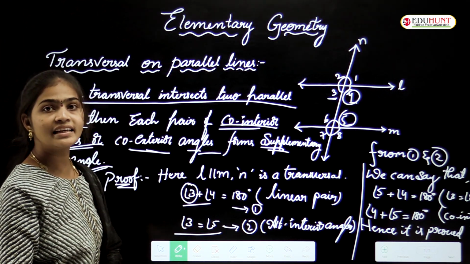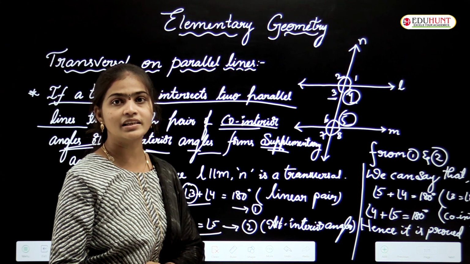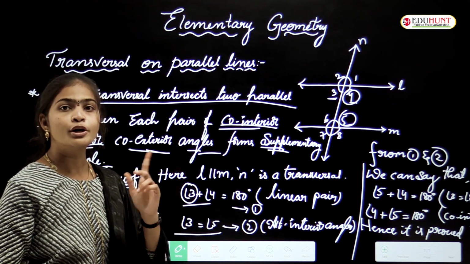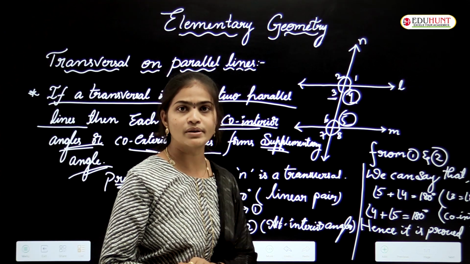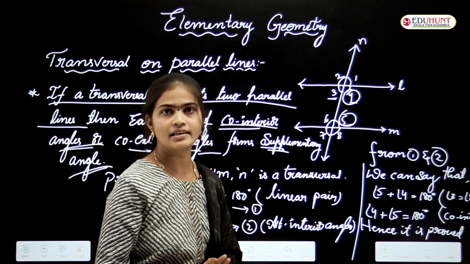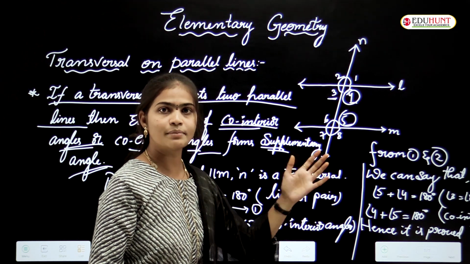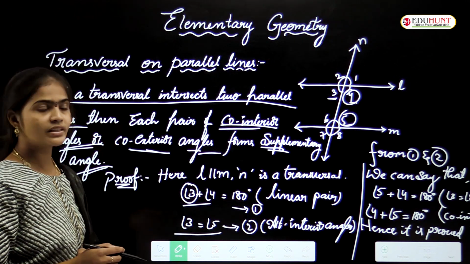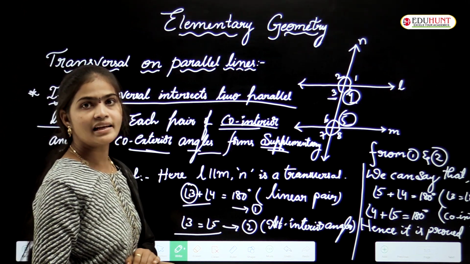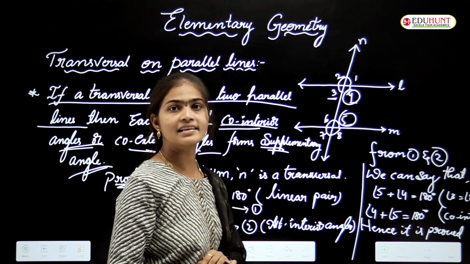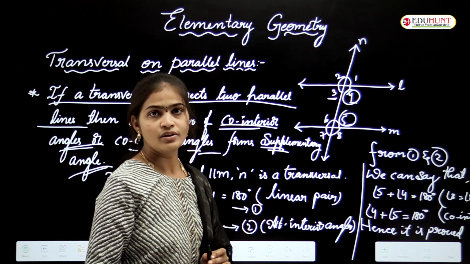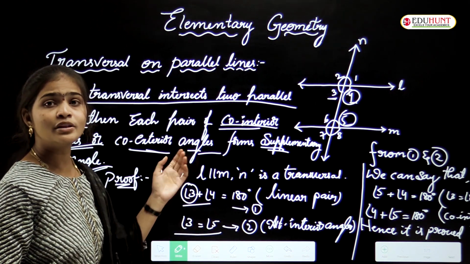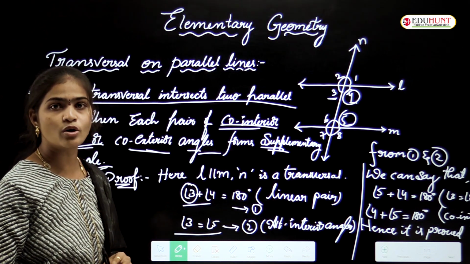How many pairs of co-interior angles are formed here? Two pairs of co-interior angles, and two pairs of co-exterior angles will be formed from that figure. If there are three lines, the number will change. So this is the proof that if the given lines are parallel, then co-interior angles or co-exterior angles are supplementary. Is it clear? Now come to the converse statement. What is that converse statement?